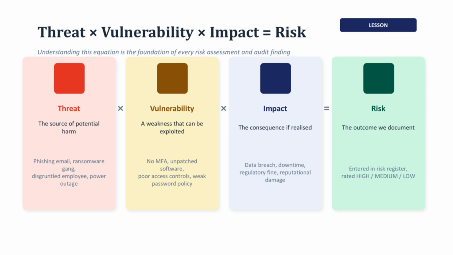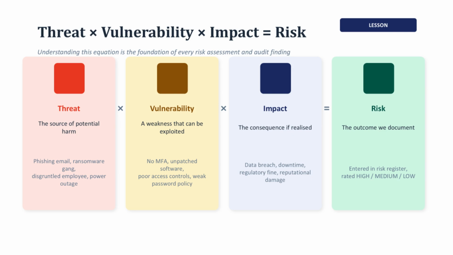Now, if any factor is zero, the risk will be zero. This is why the equation uses multiplication, not addition, which means no threat, risk is zero. No vulnerability, risk is zero. No impact, risk is zero. A test system with no real data has near zero impact, so even a serious breach of that system is a low risk.